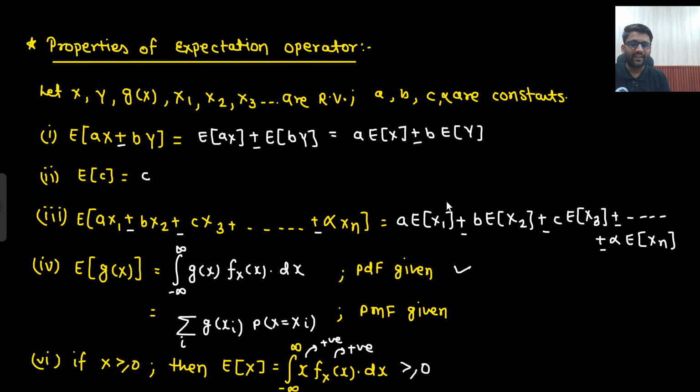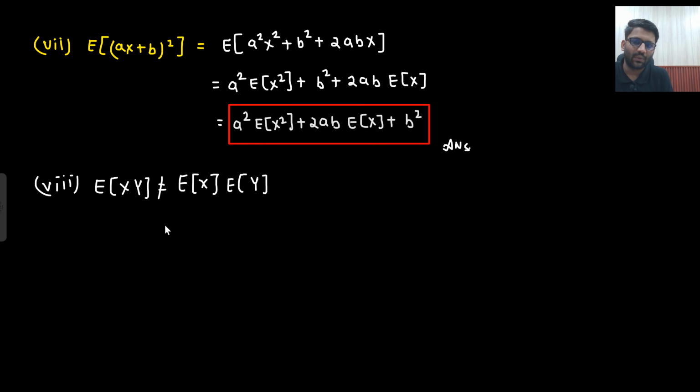Plus sign and minus sign can be broken like this: expectation of ax1 plus expectation of bx2, and then a and b are constants, so take them outward. But here you cannot do this. Or like this, that, sir, y I will take outward and then expectation of x. Or, sir, I will take x outward and expectation of y. All these things you cannot do.